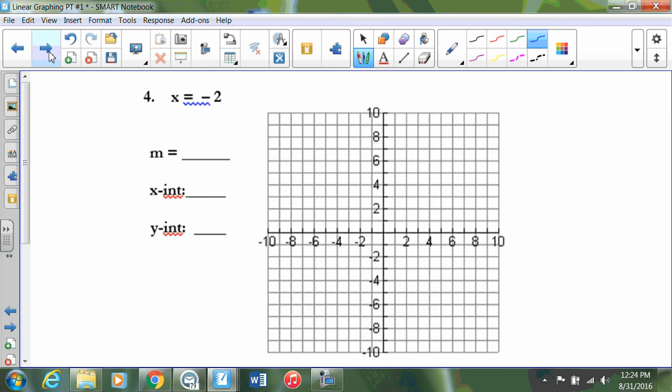Okay, number 4, a lot is missing. First of all, there's not even a y. There's an x equals -2. So let's stop here for a second. There are steps to graph this. If you see x equals -2, step 1 is you go to the x-axis, you find -2, and you put a dot on it.